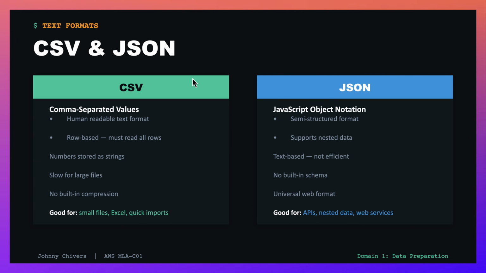So just a bit more of a deeper dive here so you're well aware of what's going on. CSV is human readable text format, row-based, stores numbers as strings. And then we have JSON over here, which is semi-structured and supports nested data. Small files, Excel, quick imports, API, nested data, web services. Again, need to know that for the exam.